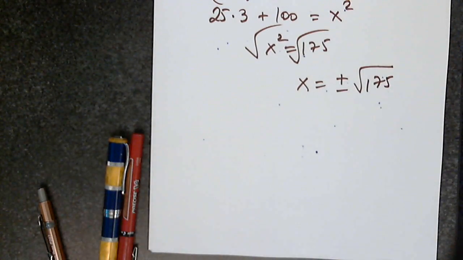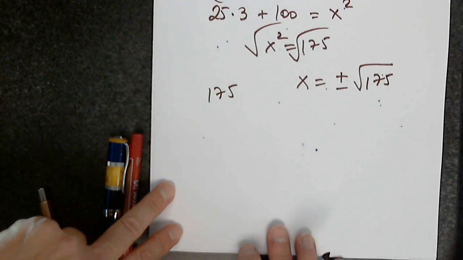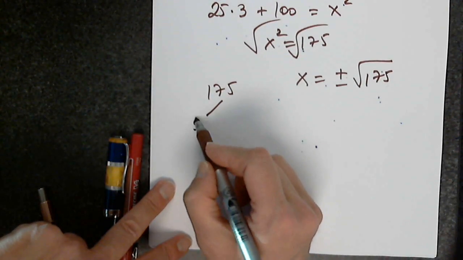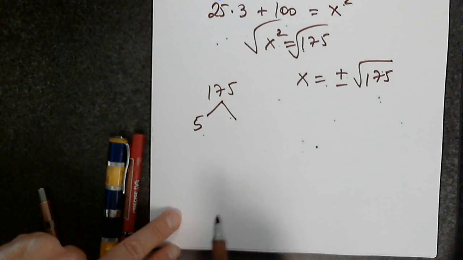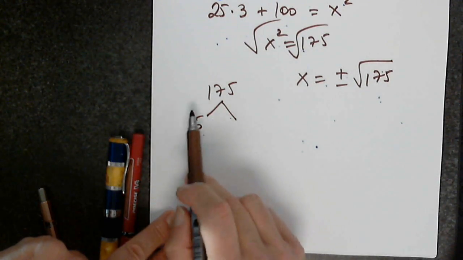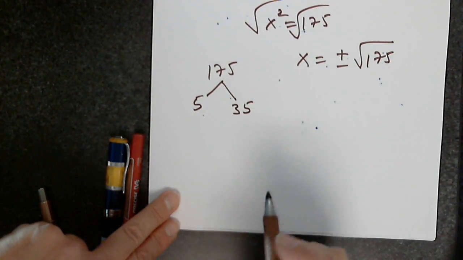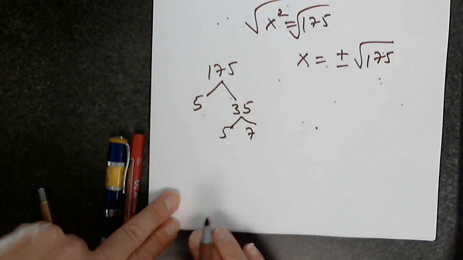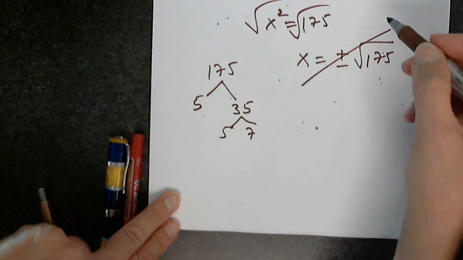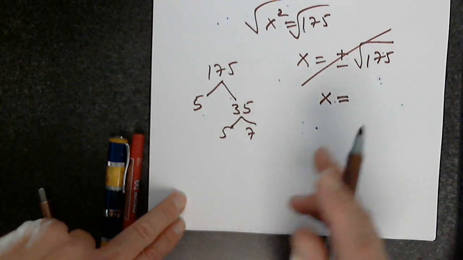I have to simplify that. So I take 175 aside. I see it ends in 5, so it must be divisible by 5. What else? So 175 divided by 5 is 35, and 35 divided by 5 is 7. So then, of course, I will not accept both. So the simplified form will be x equals.